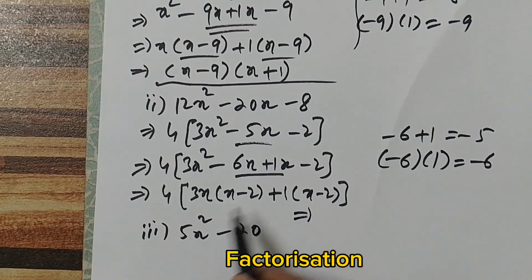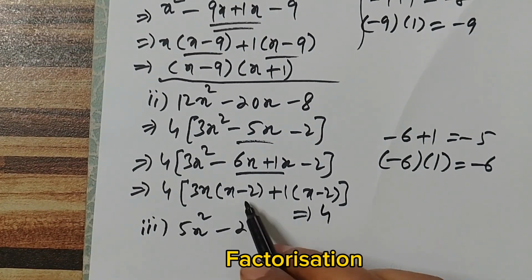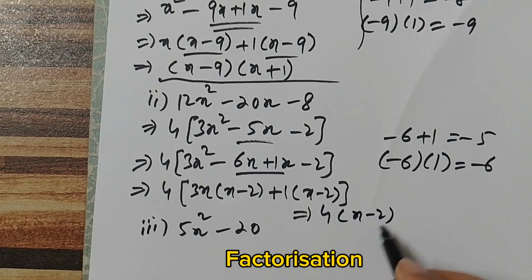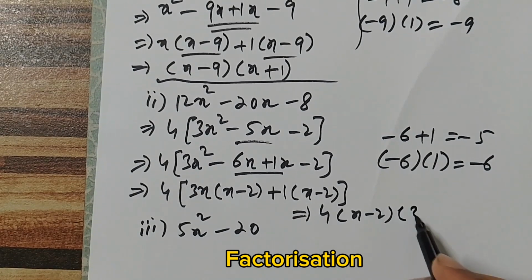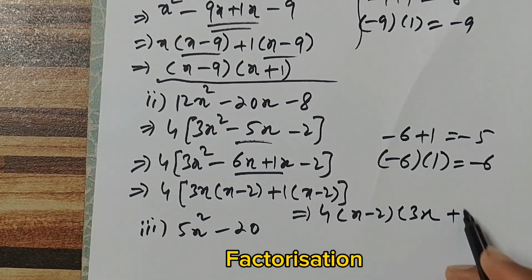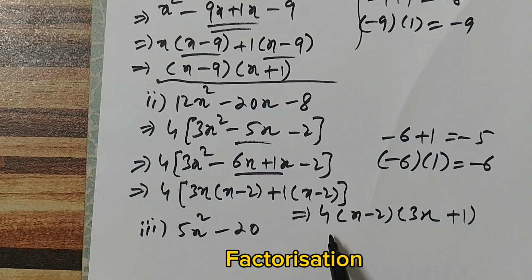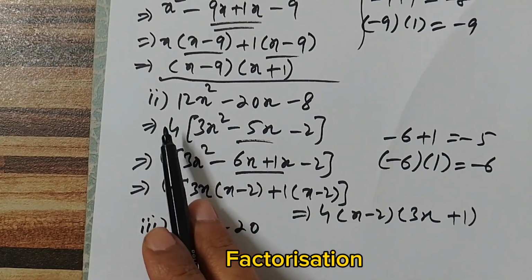And for this expression, 4, x minus 2 will be taken common from these two terms, and in the first term we will be left with 3x, and in the second term we will be left with 1. So this is the final factor form of this given expression.